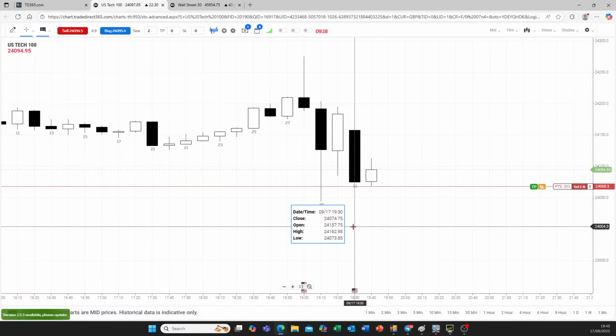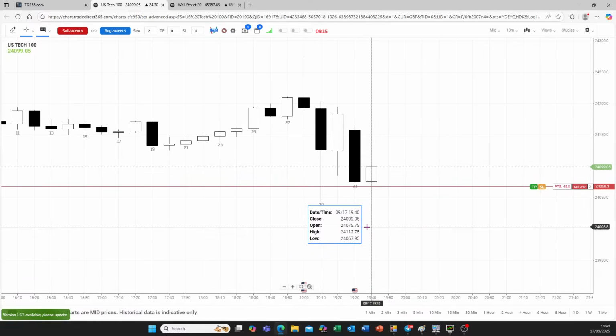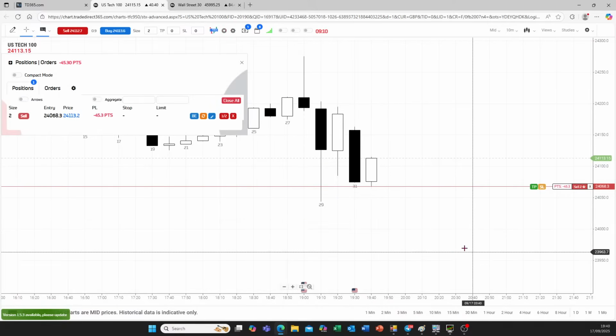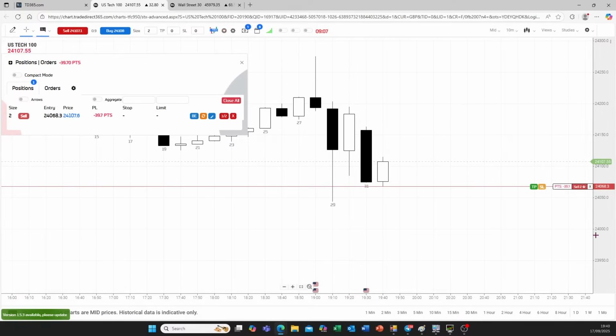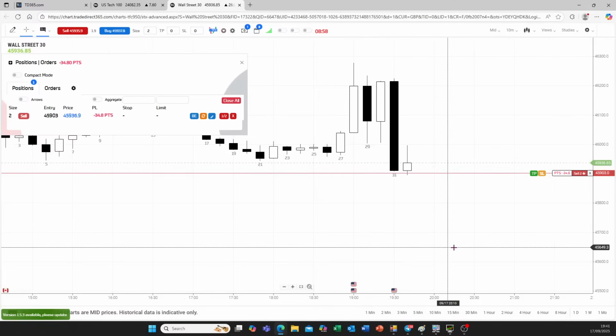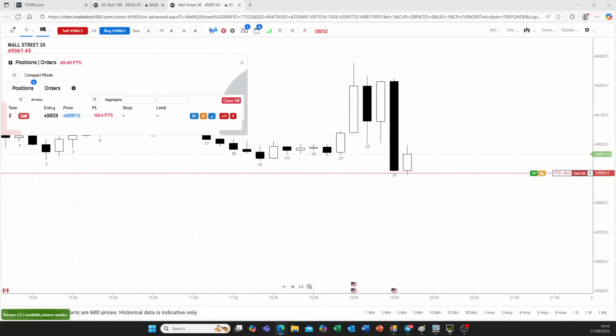24073. My entry is at 68, right at the low. All right, so let's see what we can make of this. My positions are immediately offside. I haven't placed a stop loss yet. It's going to be interesting.